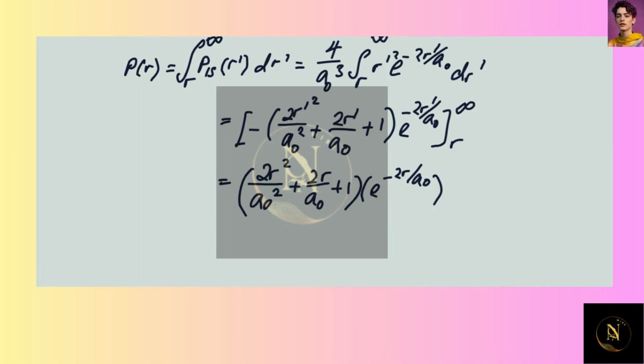Now what we want to find is actually a graph of this probability against r over a0. So r over a0 is our x, and we can substitute that to get x squared plus 2x plus 1, times e to the power negative 2x. So this is the graph that we want to draw.